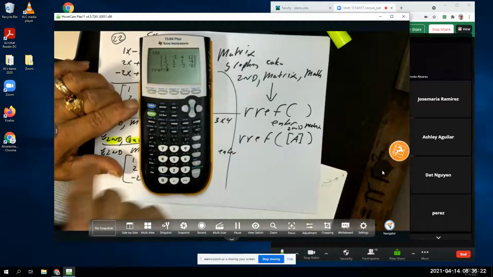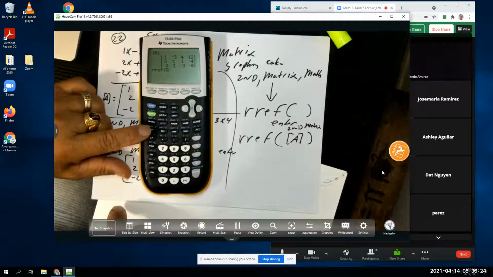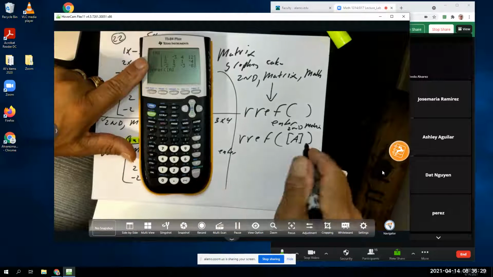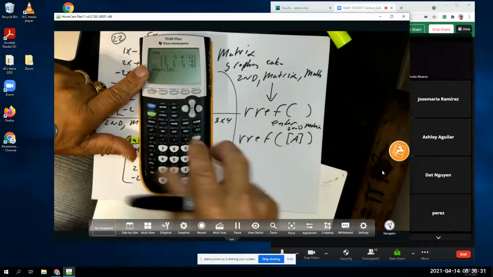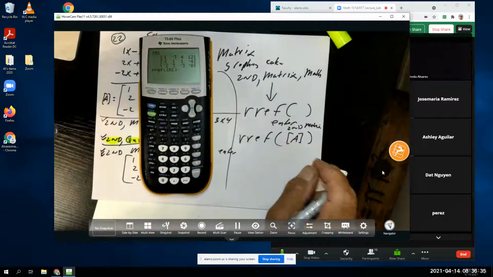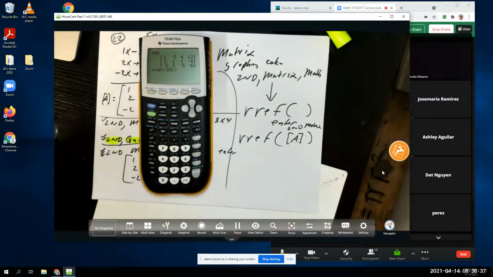I'm going to do it like this. Second, matrix, A is already there. Just hit enter and then close it. Okay. All right, so now I have RREF of A, this thing over here. So now, did everybody get to this part here?